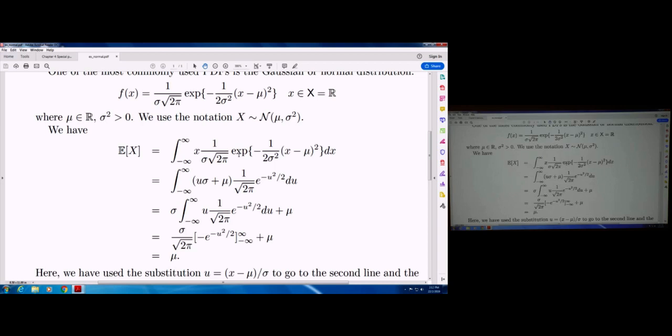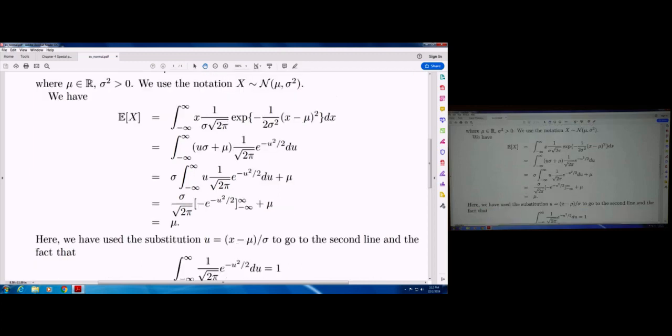So what you can do is a substitution, the trick that we mentioned a few moments ago. You make the substitution u is equal to x minus mu over sigma. So if you make that substitution, what happens to the integral? Well, first of all, this exponent becomes minus 1 upon 2 sigma squared times u squared, because x minus mu squared over sigma squared is exactly u squared.